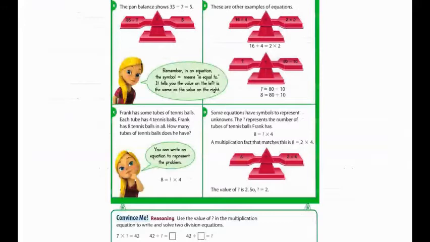For task 2, students are expected to read over the top part of the page and complete the Convince Me problem at the bottom. The Convince Me problem says, use the value of the question mark in the multiplication equation to write and solve 2 division equations. The following Pearson video will review important skills that will help complete this task.